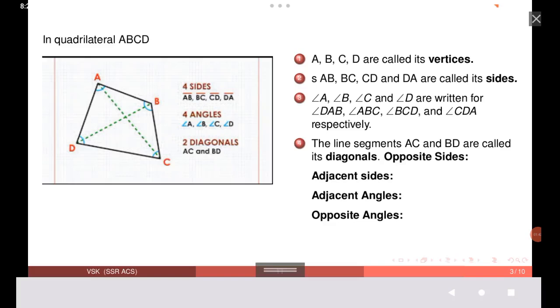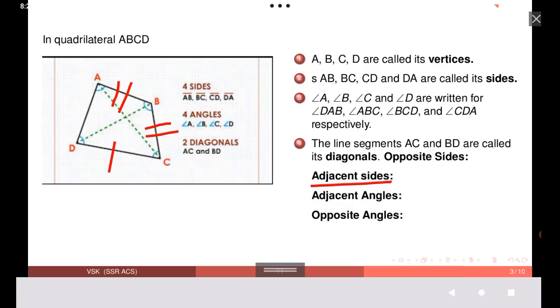And we have seen that AC and BD are the diagonals. Now what is meant by opposite sides? AB and CD are opposite sides. BC and AD are opposite sides. Now what are adjacent sides? BC and CD are adjacent sides, or BC and AD.